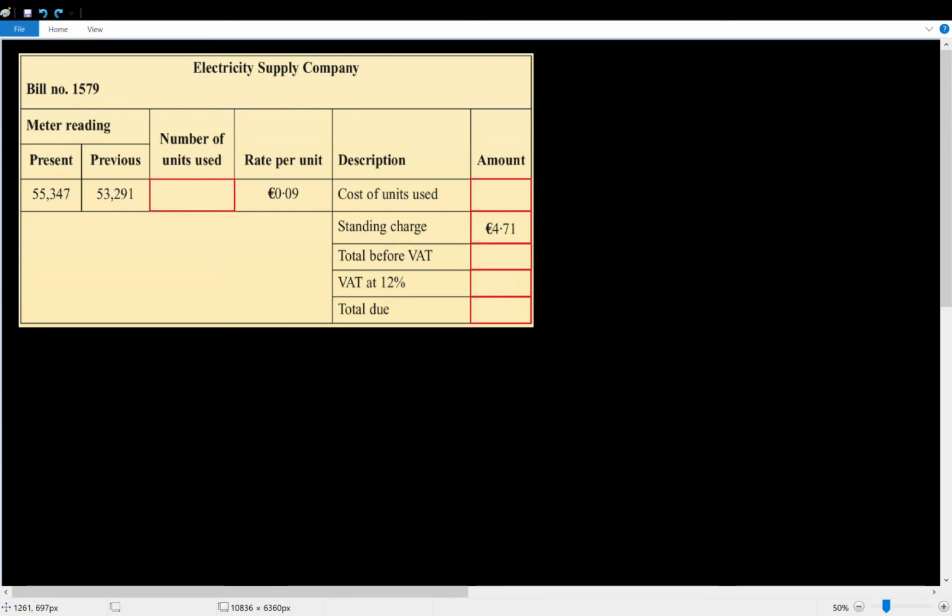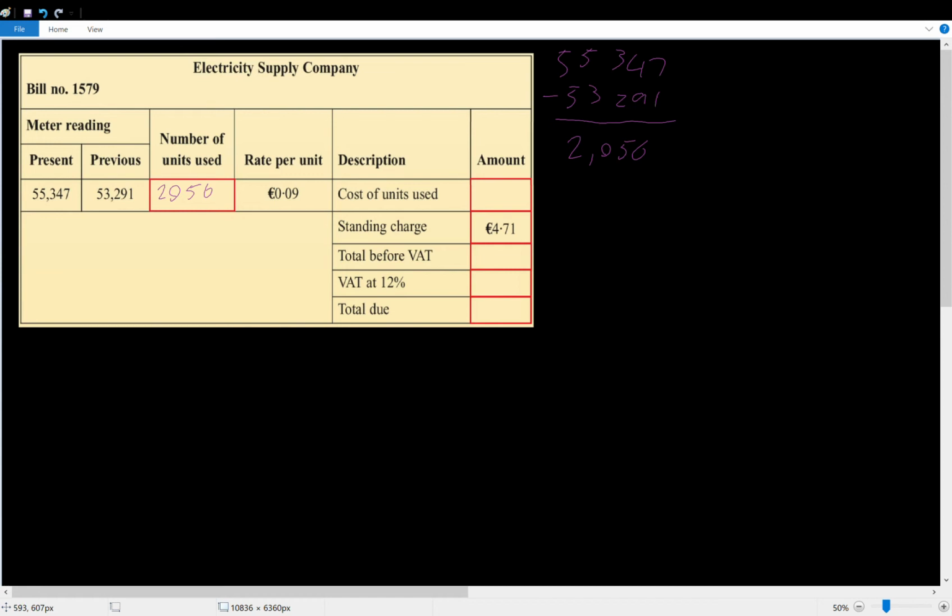And the way we will do that is we will take 55,347 and take away 53,291. And when we do that, we're going to get 2,056. So we can fill that in now. 2,056. That is the number of units used of electricity between our two readings.